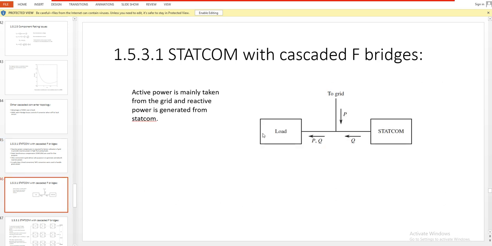So in this diagram you can see what is happening: from the grid we are taking the active power, and using the STATCOM we are basically generating reactive power, and this is the load. So both active and reactive power is basically supplied to the load. So this is an application of STATCOM. STATCOM is basically a static compensator.